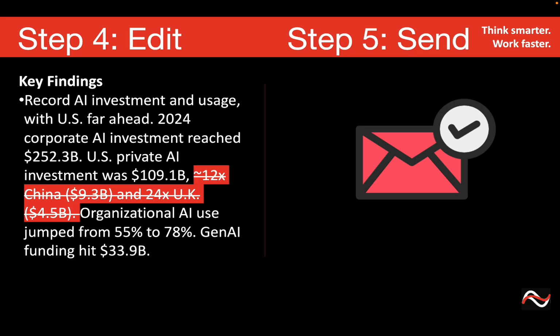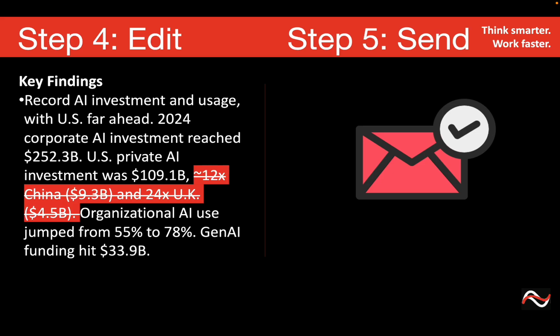So step 4, I always want to edit before sending. I adjust the language, I add context my team needs, I remove details they don't need. This takes 5 minutes. So in this case, my company is only US based. They don't actually really care how much China and the UK are investing in AI. They really only care about the US. So I would delete that line about China and the UK.